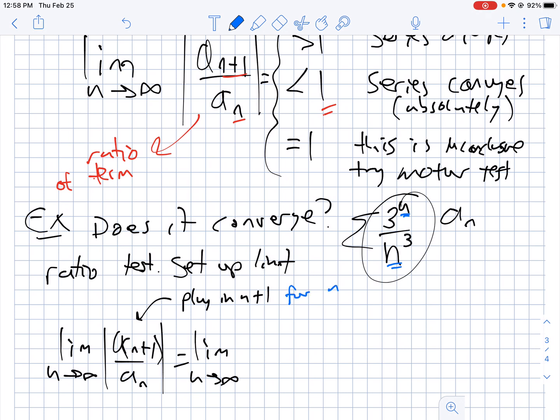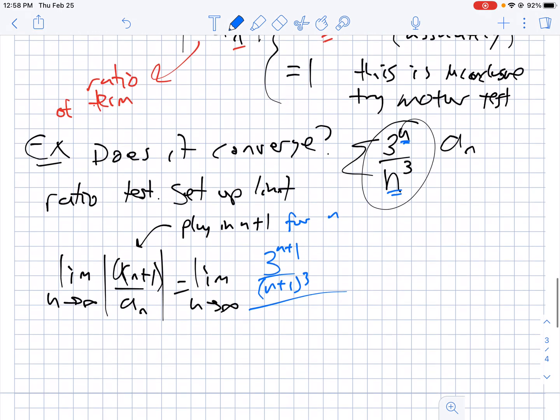Okay, so that's going to be 3 to the n plus 1 divided by n plus 1 to the 3rd power. And I'm dividing by a sub n, which is just the original term of the series, so nothing there. Okay, and this is all in absolute value.